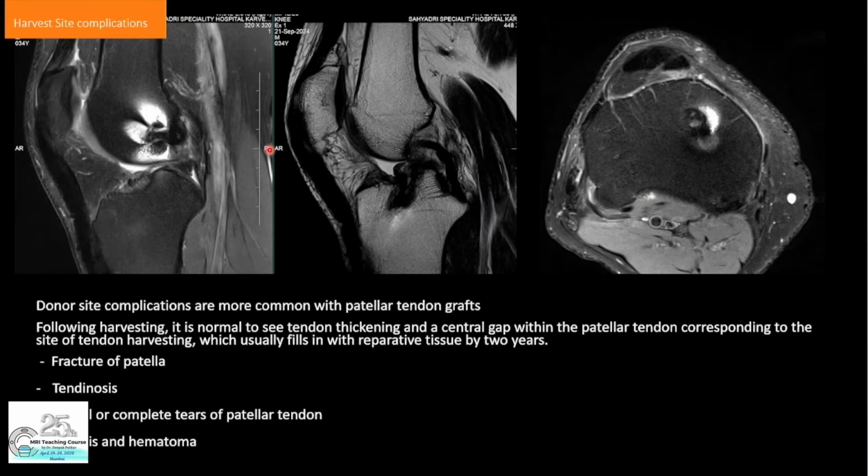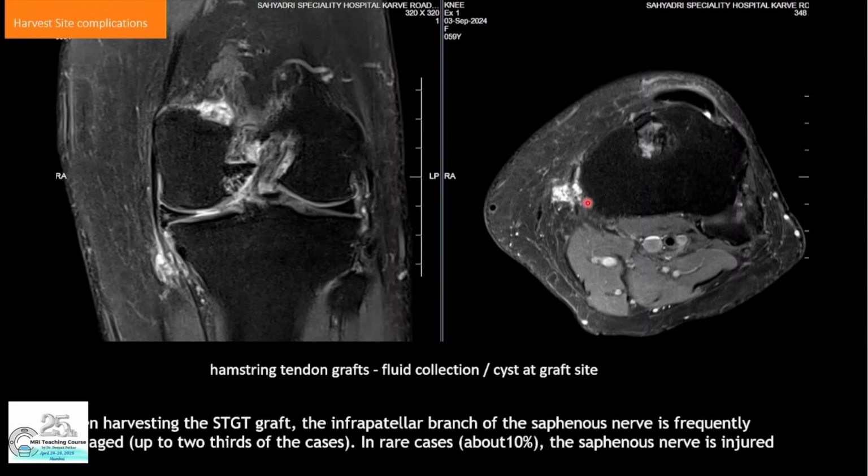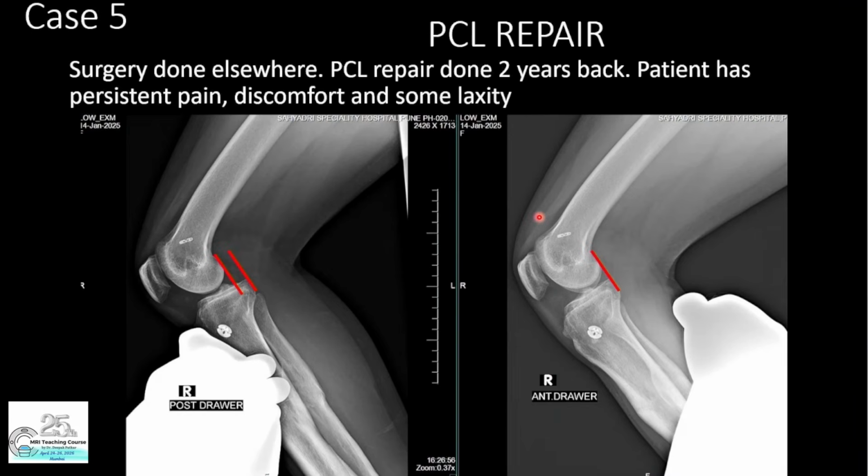Coming to harvest site complications, you can have patellar tendinosis and patellar thickening, which is pretty common in BTB grafts. You can have a cyst formation at the cut margin of the hamstrings, and you can have injury to the infrapatellar branch of the saphenous nerve as well. And that was all about ACL. Now just talk about PCL.